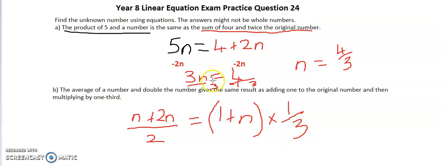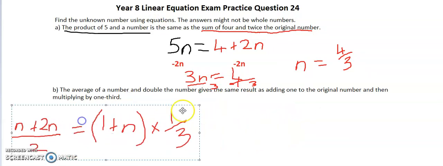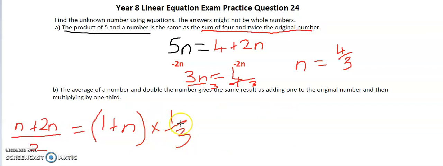So let's simplify this and work through this. So let's just put this down here. The first thing I'm going to do to simplify is rewrite this, but instead of saying times 1/3, that is the same as me saying I am dividing by 3. Knowing that, I'm going to work on getting rid of my fraction.